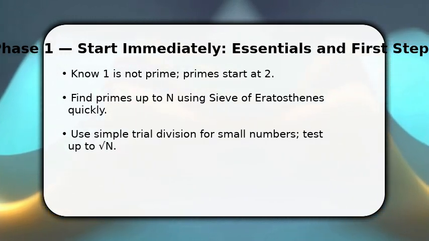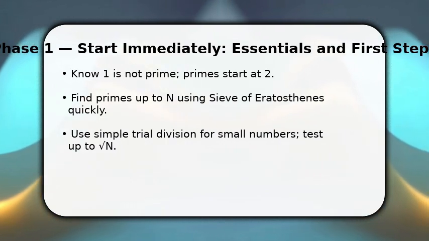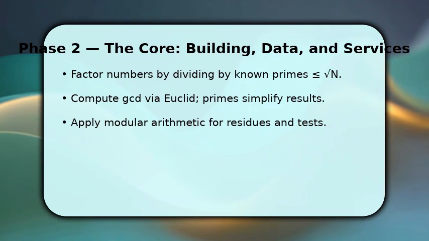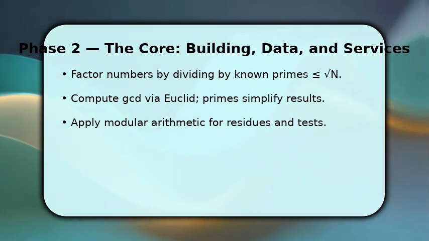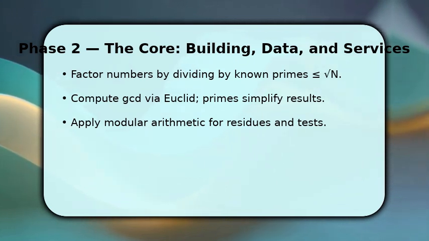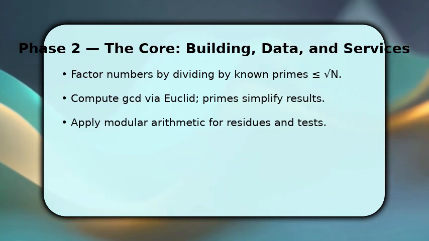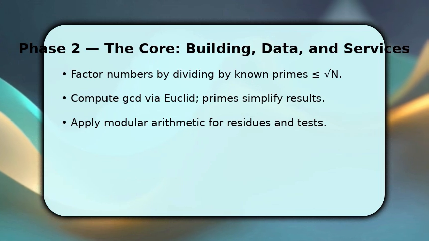You now use that prime list to factor and analyze numbers. Start factoring by dividing the target by primes not exceeding its square root. Each successful division yields a prime factor and reduces the problem. Once factors are known, compute greatest common divisors with Euclid's algorithm to reveal shared primes. This matters in simplification and proofs.